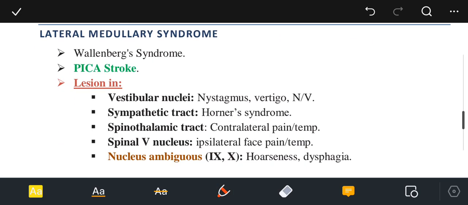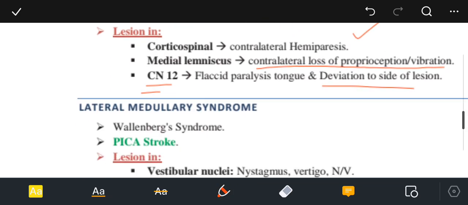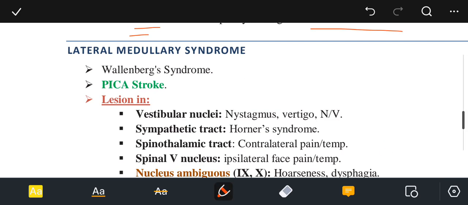Then we have the lateral medullary syndrome. So if there is any lesion to the lateral aspect of the medulla, like this was the medial aspect, now I'm going to talk about the lateral aspect, if that is gone, that will cause Wallenberg syndrome. That is because of PICA stroke.